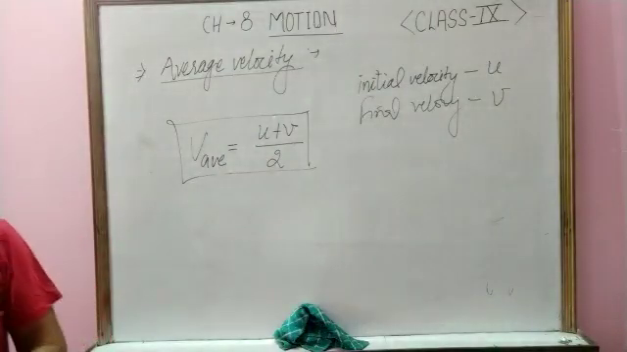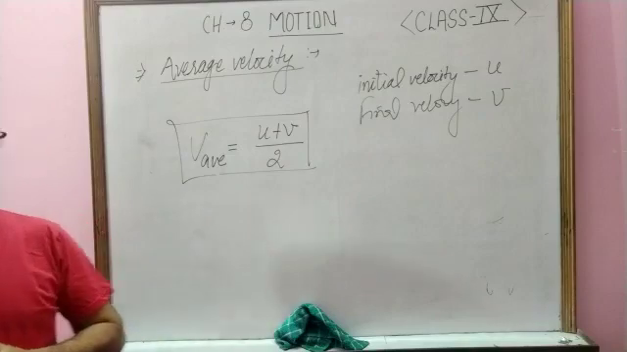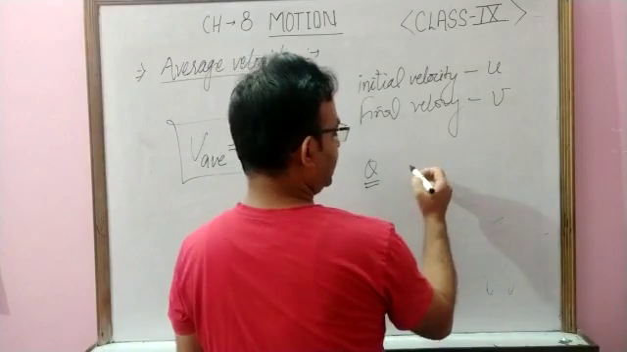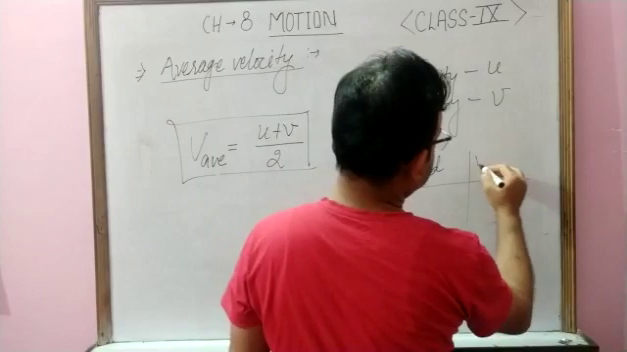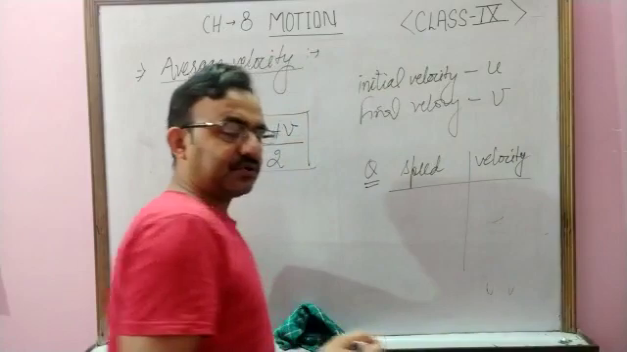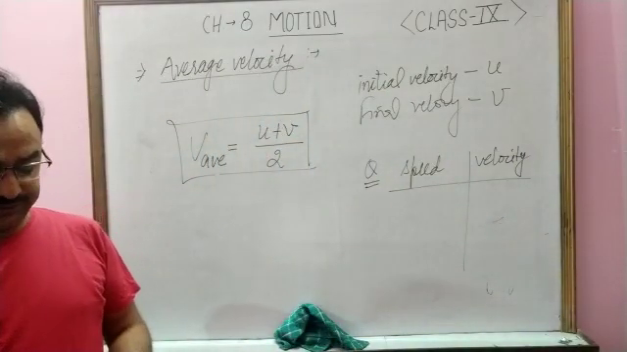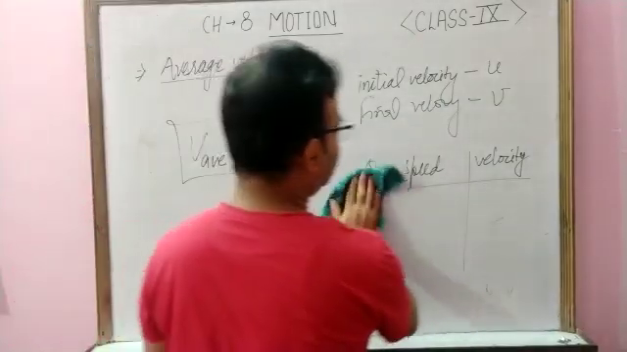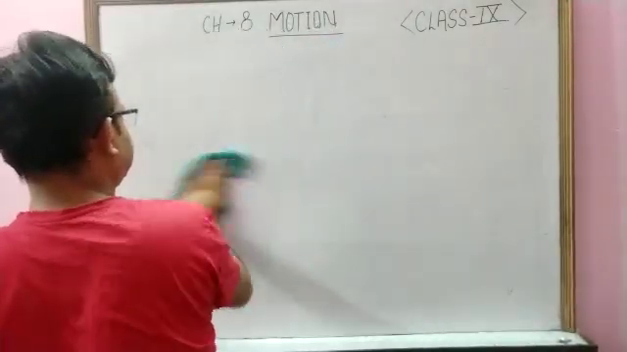Now I am giving the question for the assignment. Write the differences between speed and velocity. This is the question for the assignment. Differentiate speed and velocity.